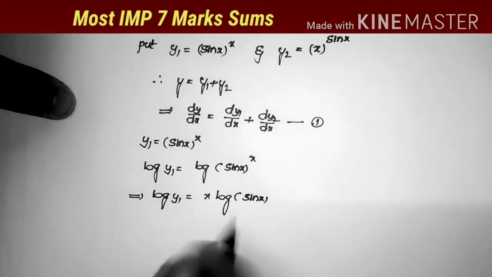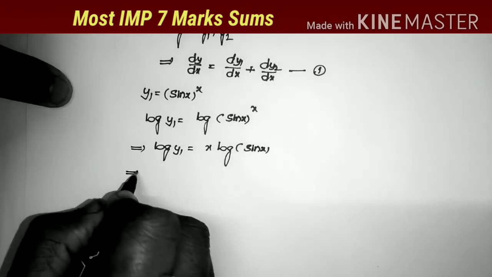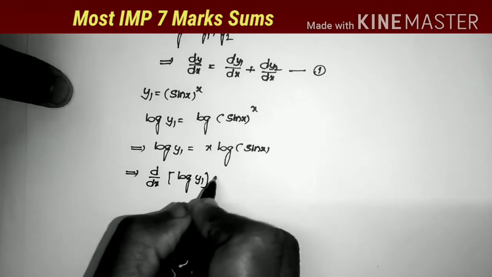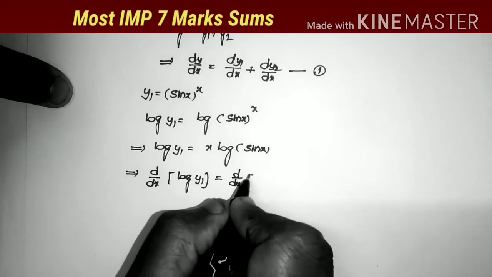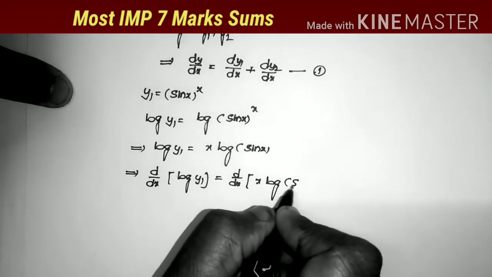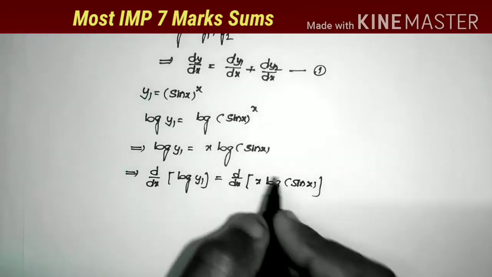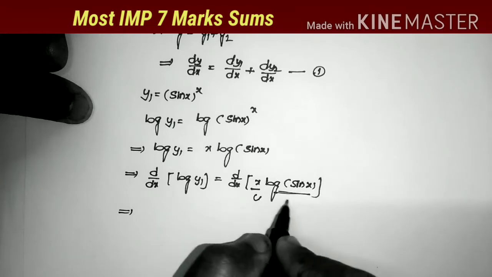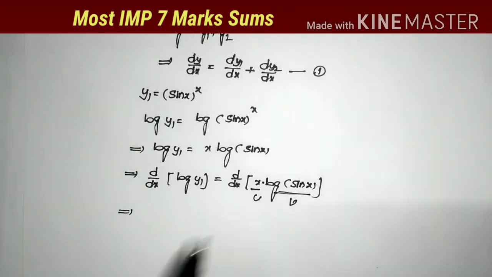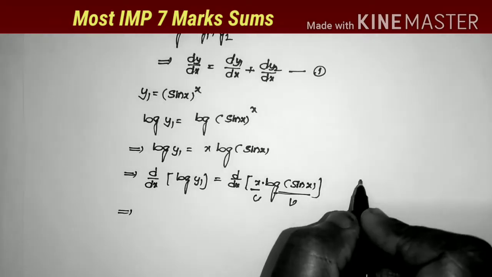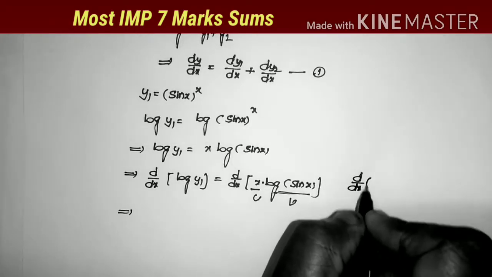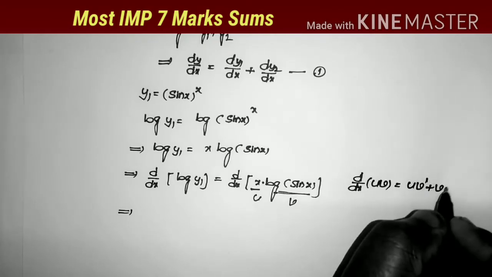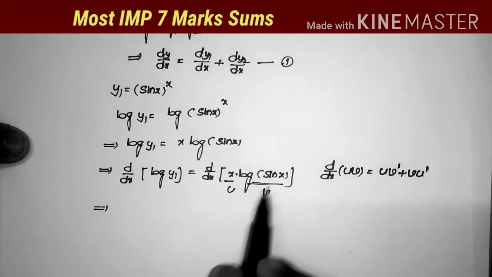Now finding the derivative, applying d/dx to this equation, d/dx of log y1 is equal to d/dx of x log(sin x). How do we find the derivative here? Since this is in the form u into v, the product of two x functions, x and log(sin x), we apply the uv rule. What is the uv rule? d/dx of uv = u v' + v u'. Now applying that formula to this.